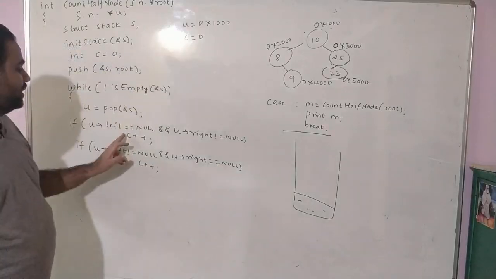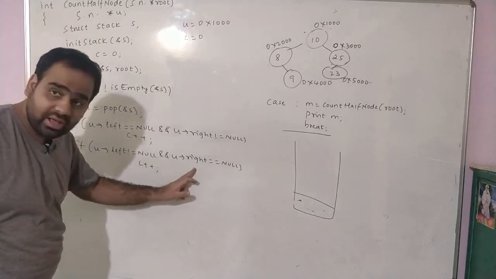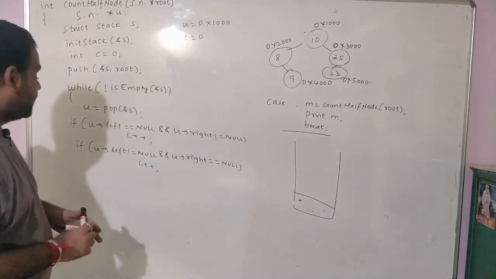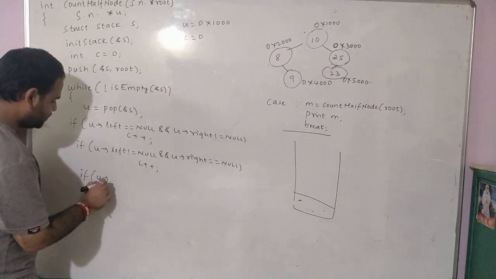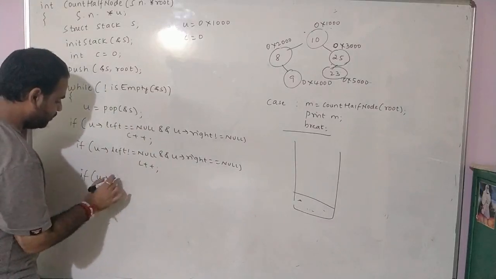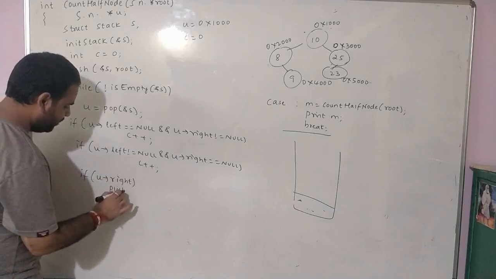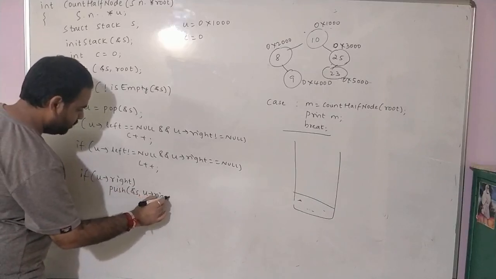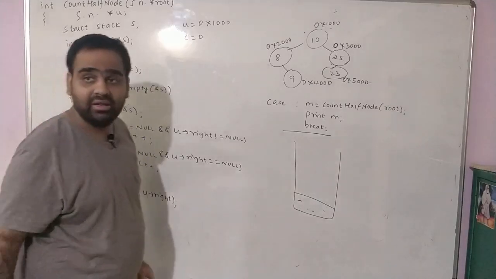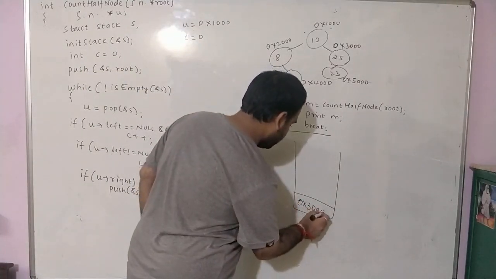Now 1000 arrow left equal to null, no. 1000 arrow left not equal to null, yes. But 1000 arrow right equal null, no. The condition is false. Now what does the pre-order traversal say? First push the right child if any. Therefore we say if u arrow right is not equal to null, push in the stack. What do we push? We push u arrow right. Now 1000 arrow right is 3000, not equal to null, yes. Therefore you push 3000 onto the stack.